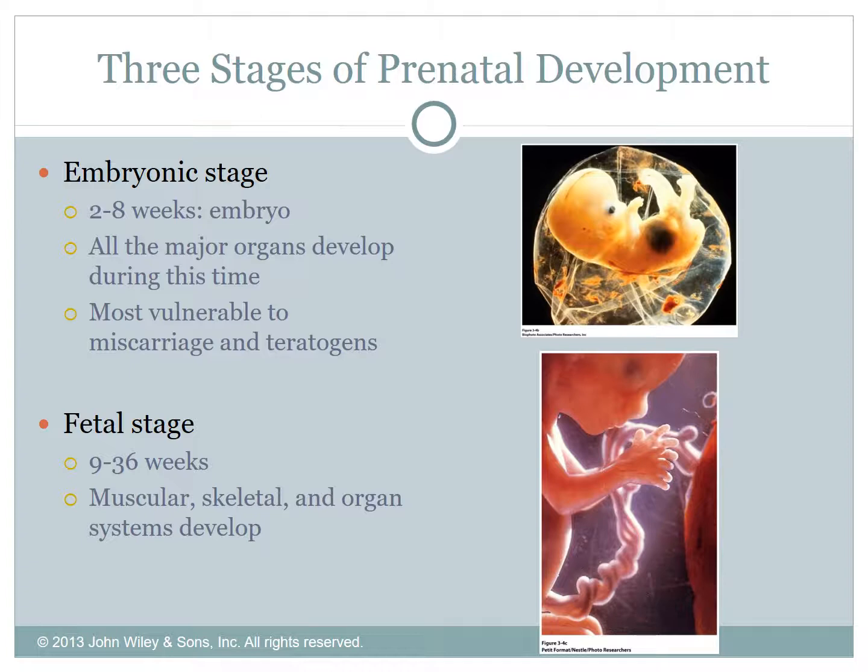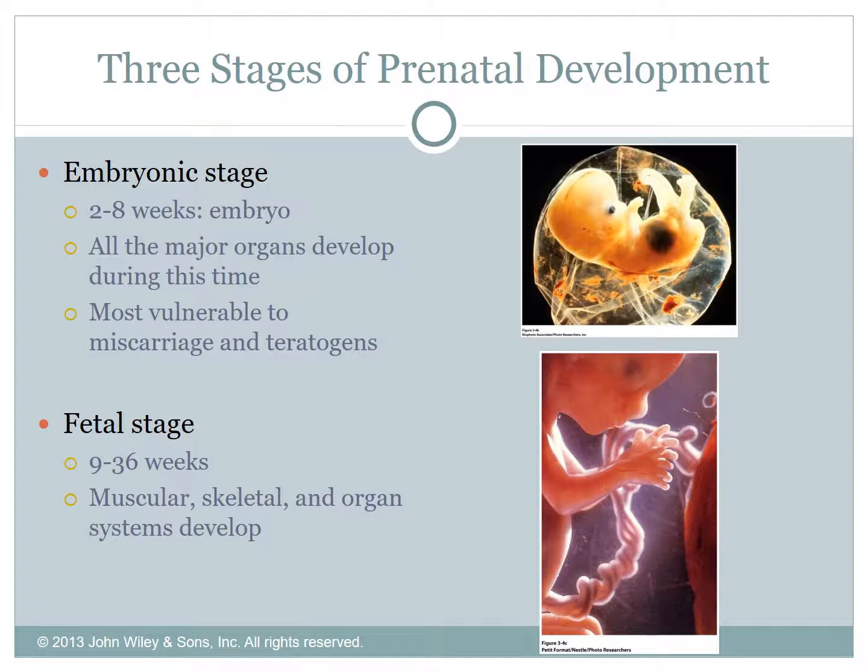So, embryo implants, 2 weeks. For the next 6 weeks, all of the major organ systems develop, and develop very rapidly. The circulatory system, the neural system that will become the brain, the digestive tract is actually one of the first things that develops in any animal. But it's during this time that the human embryo is most vulnerable to miscarriage and teratogens.